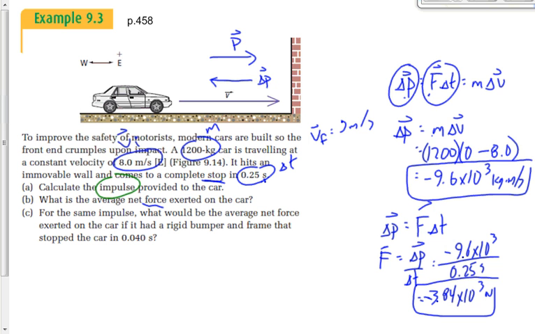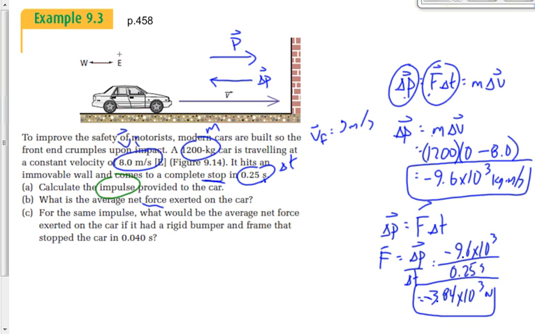For the same impulse, what would be the average net force? Wait a second. For the same impulse, can we do that? Yeah, let's think about that for a second. This car, forget about the wall for a second. I'm telling you, we've got a car that has a mass of 1,200 kilograms. It's going at 8 meters per second. And I'm going to tell you it stops. I'm not going to tell you how it stops.